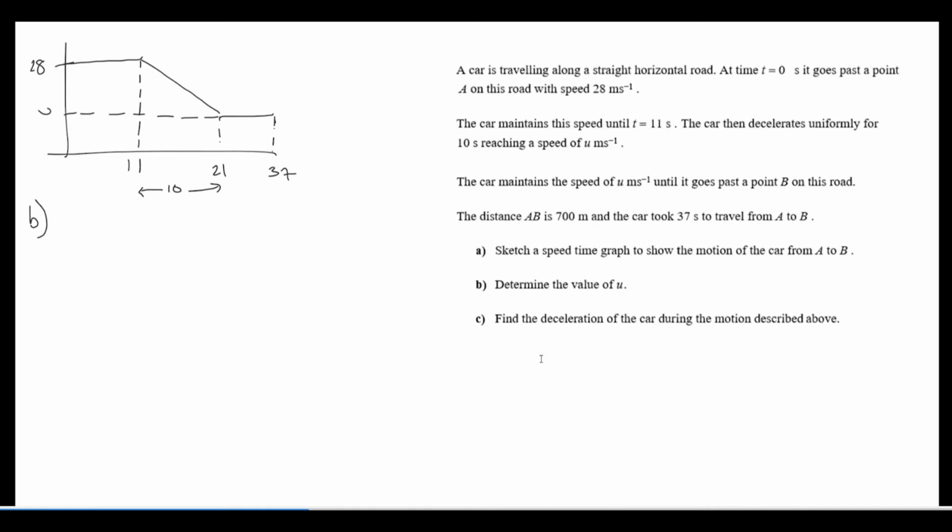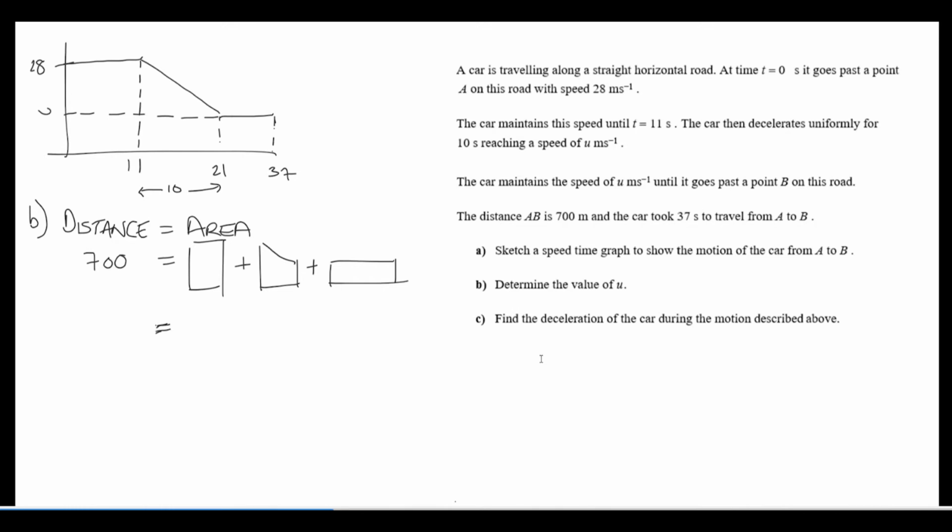We're asked to determine the value of u. We're going to use the fact that the distance can be represented on a speed time graph or a velocity time graph by the area underneath the graph that we've produced. So the distance we're told is 700 meters. And the area, well, this is not a regular shape, so I'm going to split it into simpler shapes to work with. A rectangle, a trapezium, and a rectangle.